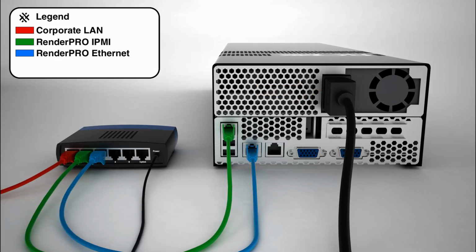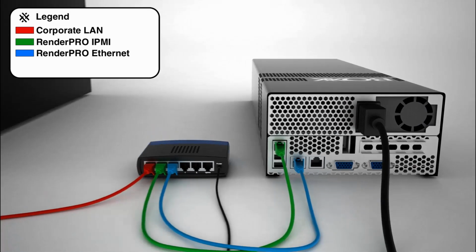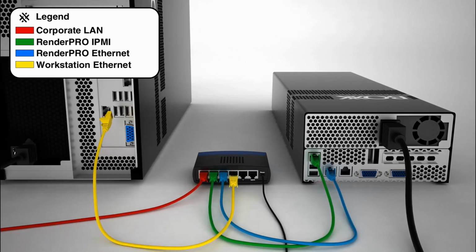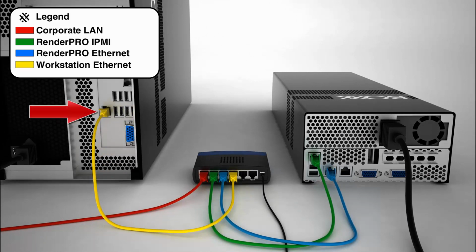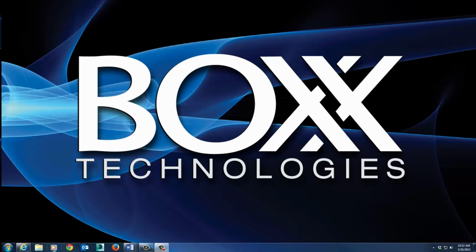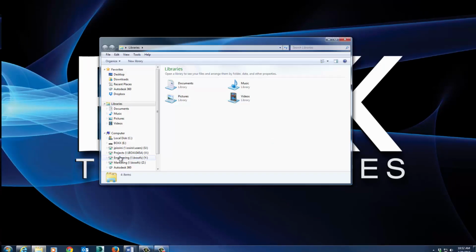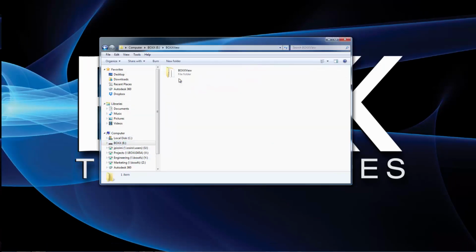Now make sure that your main workstation is plugged in and powered on. Then connect the workstation's Ethernet port to an open port on the network switch. In most cases, RenderPRO is meant to be accessed remotely from another workstation. To do this, we need to know the IP address it was assigned. On your main workstation, locate the thumb drive that came with your new RenderPRO and install the Box View software.